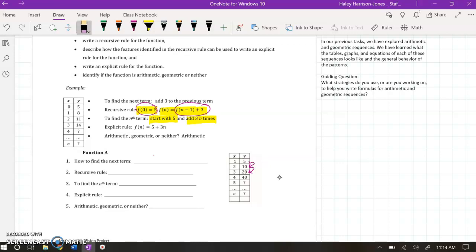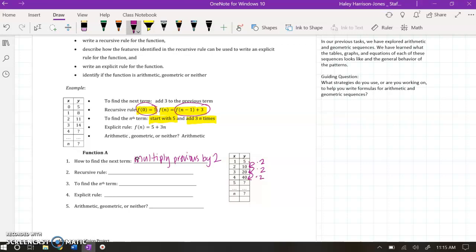Let's think about what else I could do to 5 to get to 10. I could multiply by 2. To get from 10 to 20, I can multiply by 2. And to get from 20 to 40, I can multiply by 2. So when I'm finding the next term, I multiply the previous term by 2. I could also write this as double the previous output.